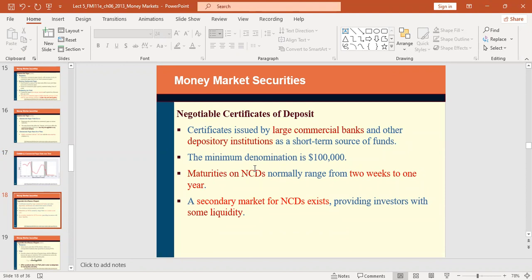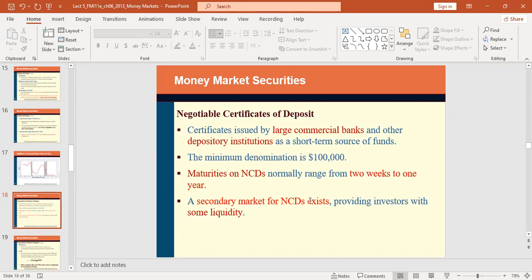Another type of money market security is called negotiable certificates of deposit. These are certificates issued by large commercial banks and other depository institutions as a short-term source of funding. The minimum is $100,000. You can also buy more than that. Maturity on negotiable certificates of deposit normally ranges from 2 weeks to 1 year. You can decide to purchase one with 2 weeks maturity or with 3 months maturity. But the key point is that it must not exceed 1 year.